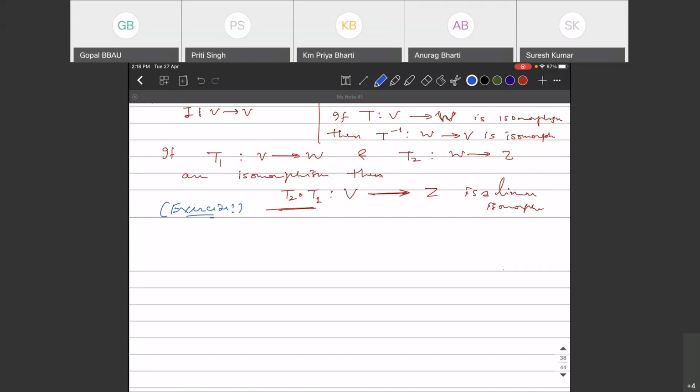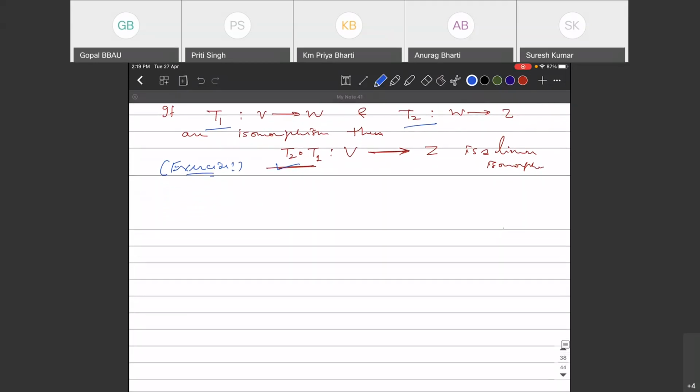So T1 is one-one and onto, T2 is one-one and onto, its composition is one-one and onto. This you have already seen in your intermediate class. Okay. So that part will be easy. The only thing that is to prove is that the composition of T1 and T2 is linear.